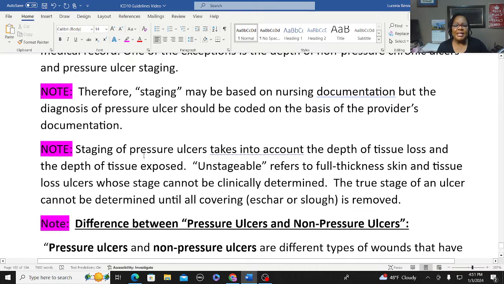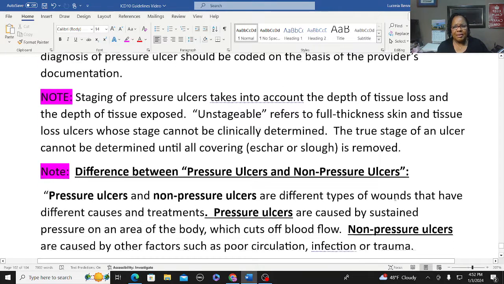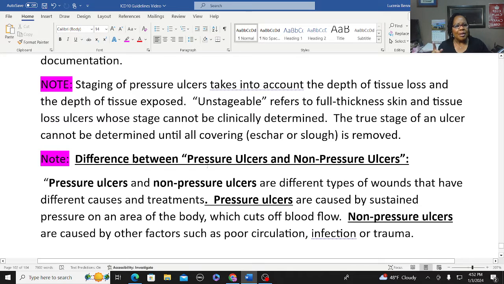Also, staging of pressure ulcers takes into account the depth of the tissue loss and the depth of the tissue exposed. Unstageable refers to full thickness skin and tissue loss ulcers whose stage cannot be clinically determined. The true stage of an ulcer cannot be determined until all of the covering, they call it eschar or slough, the rocky feeling on top of an ulcer or an open wound, is cleaned off or removed. They call it debridement. Then you can find the true stage of an ulcer. And I made a note, what is the difference between a pressure ulcer and a non-pressure ulcer?